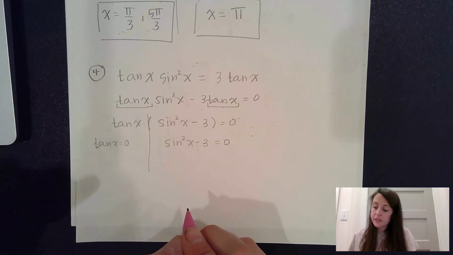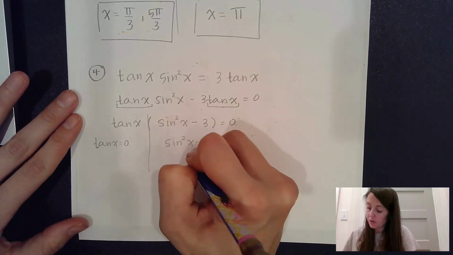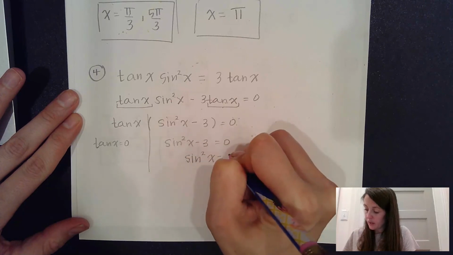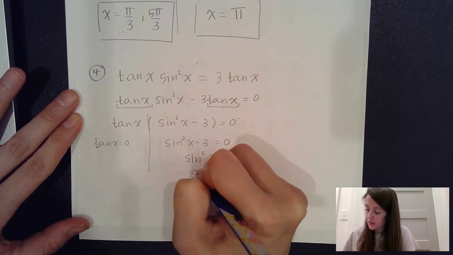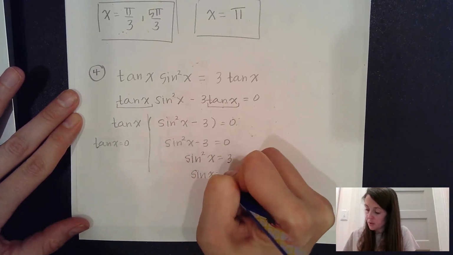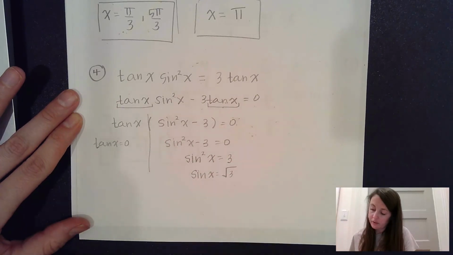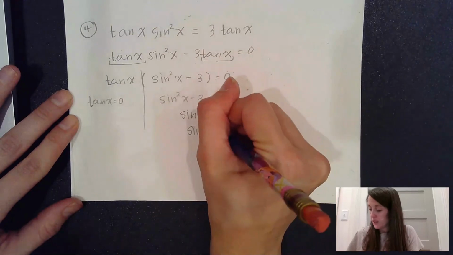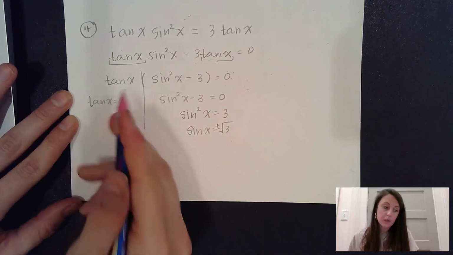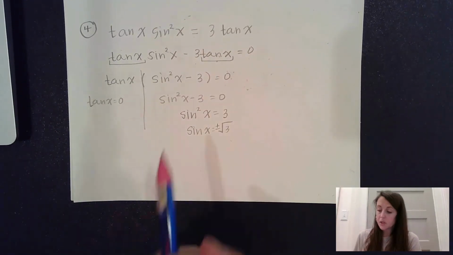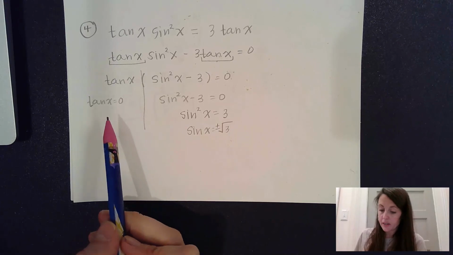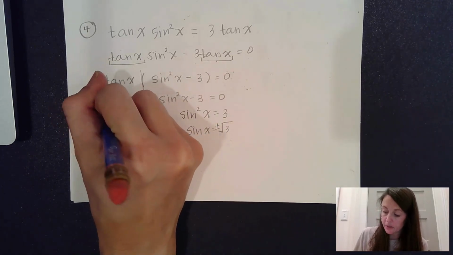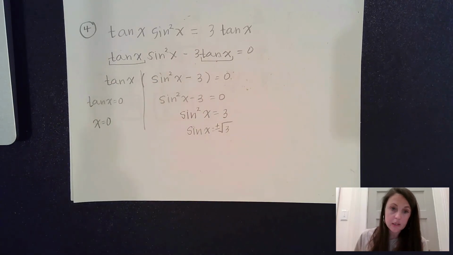So this one's a little bit different, because then we'll have sine squared x is equal to 3. So where is sine of x equal to square root of 3? Well, plus and minus actually. Plus and minus, right? And where is tangent of x equal to 0? That's going to be at 0 and at pi.